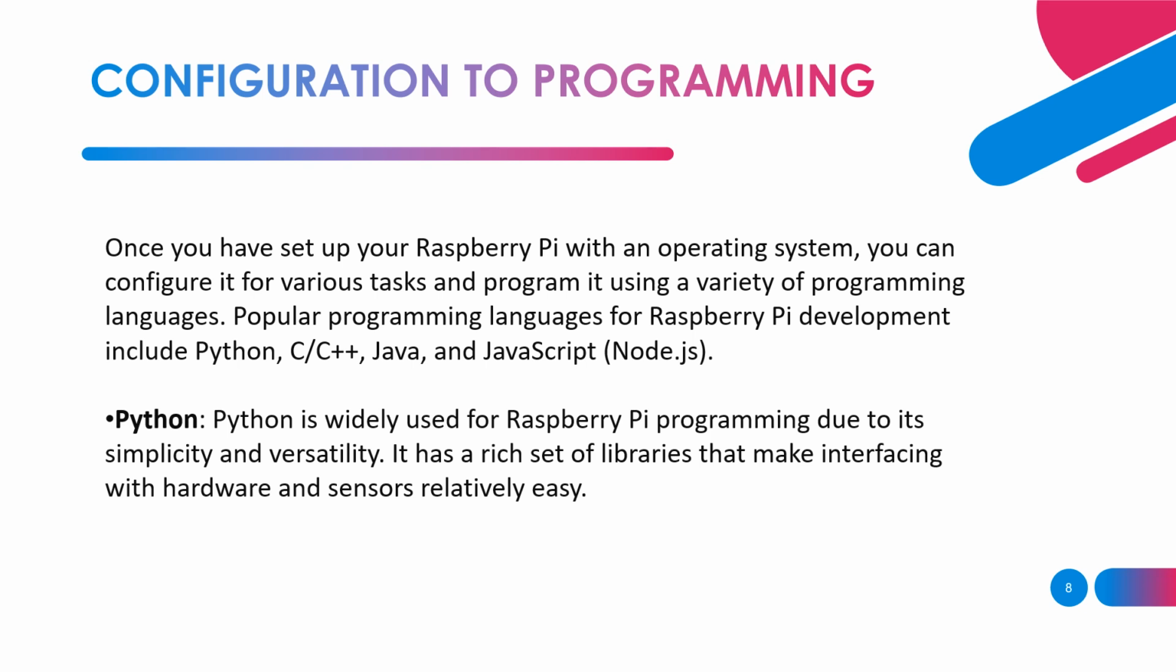Once you have set up your Raspberry Pi with an operating system, you can configure it for various tasks and program it using a variety of programming languages. Popular programming languages for Raspberry Pi development include Python, C, C++, Java, and JavaScript. Python is widely used for Raspberry Pi programming due to its simplicity and versatility. It has a rich set of libraries that make interfacing with hardware and sensors relatively easy.